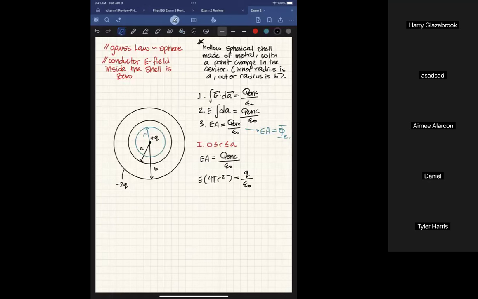If I divide both sides by 4 pi r squared, the electric field is 1 over 4 pi epsilon naught times q over r squared. I wrote this as 1 over 4 pi epsilon naught because we know that value equals k, our Coulomb constant. So again, this is the electric field inside our hollow sphere for all r's between 0 and our inner radius a. Any questions on that? Okay.